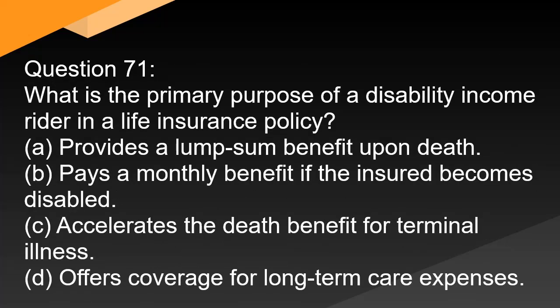Question 71. What is the primary purpose of a disability income rider in a life insurance policy? A. Provides a lump sum benefit upon death. B. Pays a monthly benefit if the insured becomes disabled. C. Accelerates the death benefit for terminal illness. D. Offers coverage for long-term care expenses.